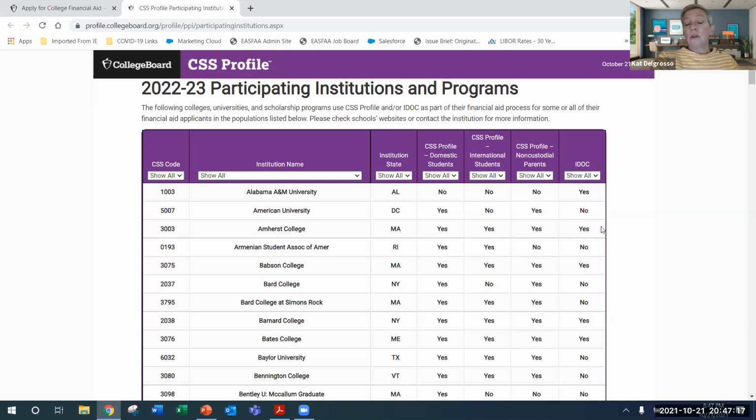And we can talk more about divorced and separated families down the line here, but there is a chance that if you're applying at one of the schools that requires the CSS profile, they may also need the non-custodial parent to fill one out as well. A totally separate application, same website, same form, basically. They're just doing it themselves. And so there are, as you can see on this list, some schools that don't need that. So let's see here.